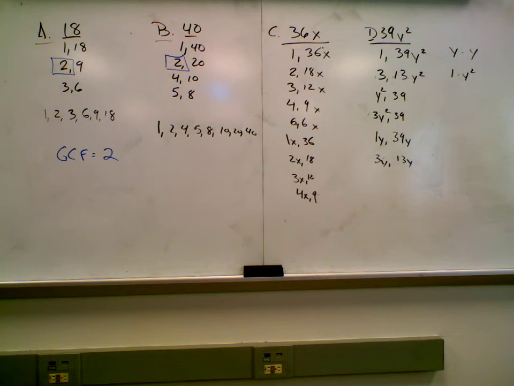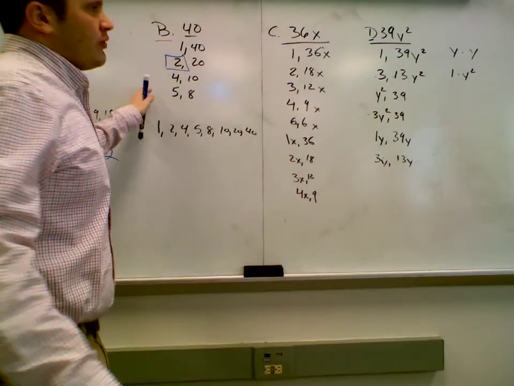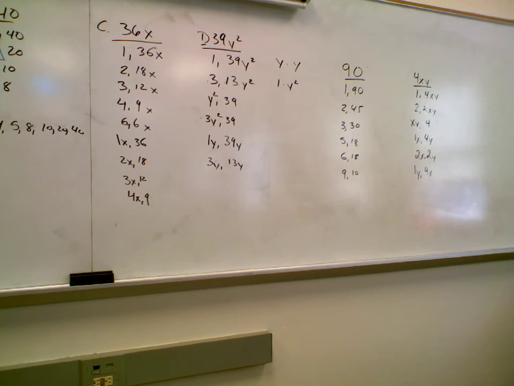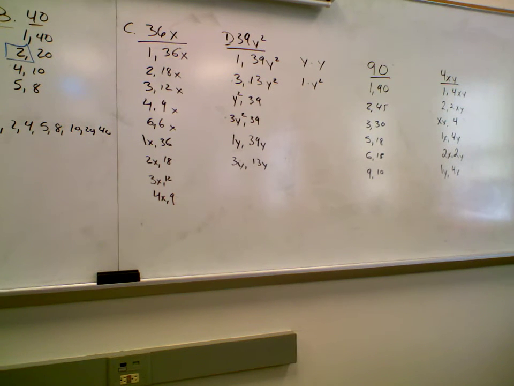This is very important for what we're doing next, so I want to make sure that we are all very good at it. What's the next one? What's the question for B? B and E. Okay, so B was 40, and E was 90. So what's the greatest common factor between 40 and 90? Okay, don't shout it out. Just take a look. Greatest common factor between 40 and 90.